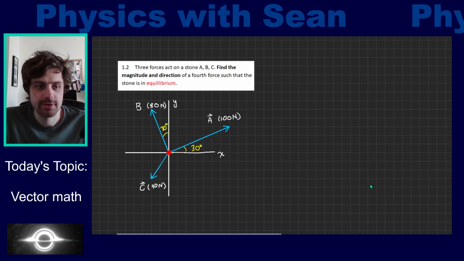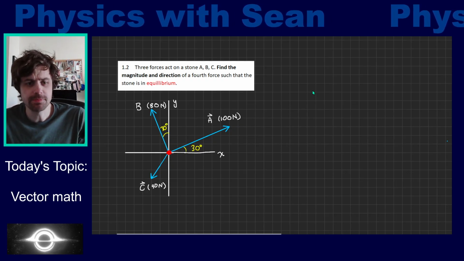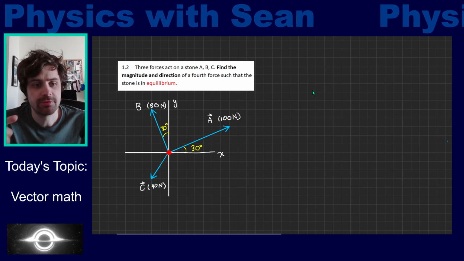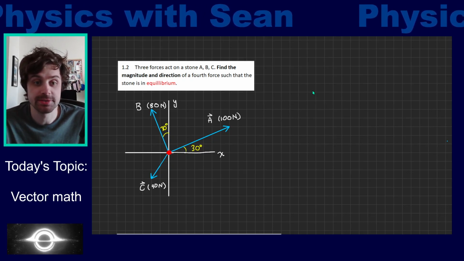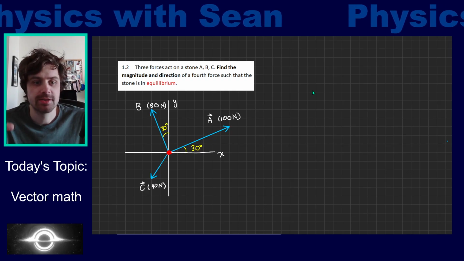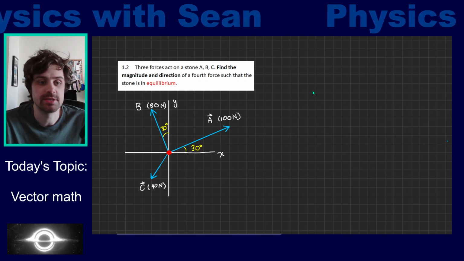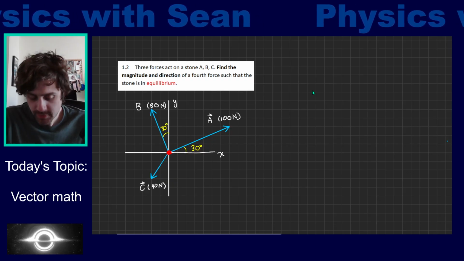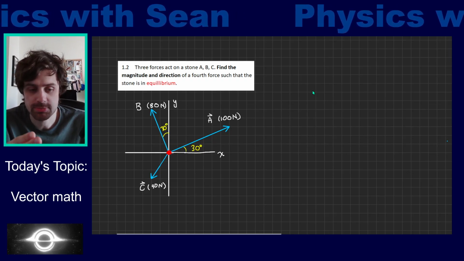All right, let's do another vector math practice problem. In this problem, we've got three forces acting on a stone, and those forces are called A, B, and C. We want to find the magnitude and direction of a fourth force such that the stone is in equilibrium. I've already drawn a picture here for what this problem is supposed to look like.